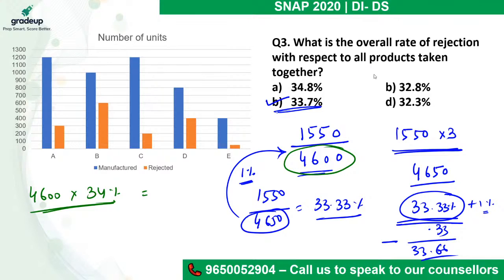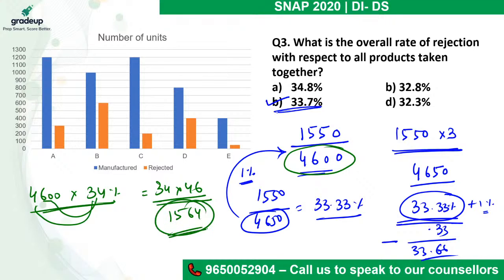Because ultimately 4600 is a multiple of 100, to calculate a percentage of it I just have to multiply 46 with 34, which is not a difficult task. So 34 into 6 and 34 into 4. 34 into 46 is definitely going to give you the total value. How much will 34 into 46 be? It would be 1564, and 1564 is slightly above 1550. Hence my answer should be below 34, and below 34 is 33.7.